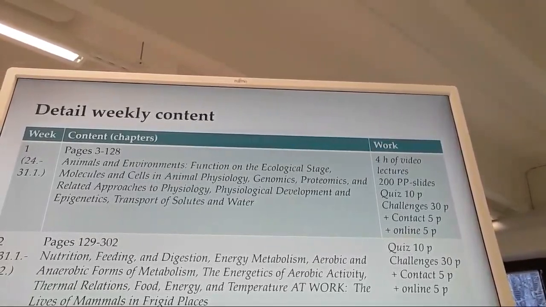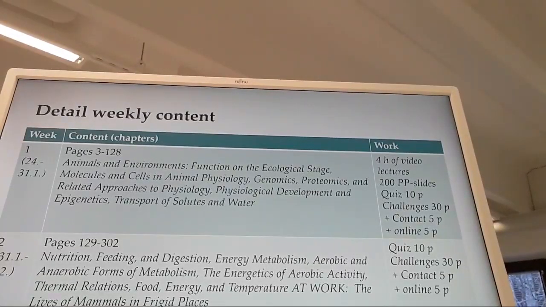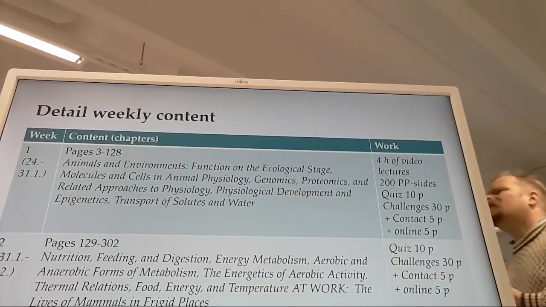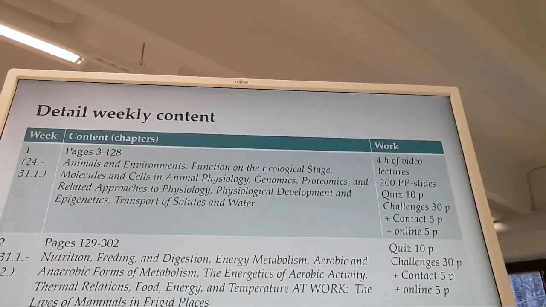And then the next week we are considering energy metabolism, digestion, and aerobic and anaerobic forms of metabolism. And I always try to put in as many examples as I have that are made in our Nordic countries, like in Finland, and that's why most probably you get some points on, for example, how the crucian carp is working in this, in the frigid places, which is very nice for this kind of weather.